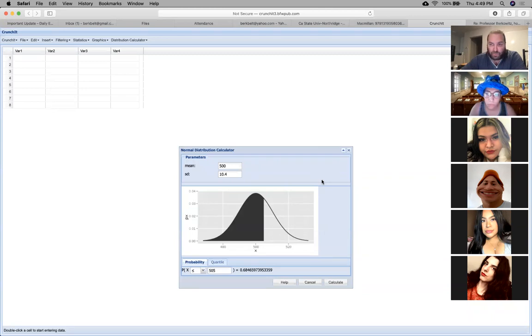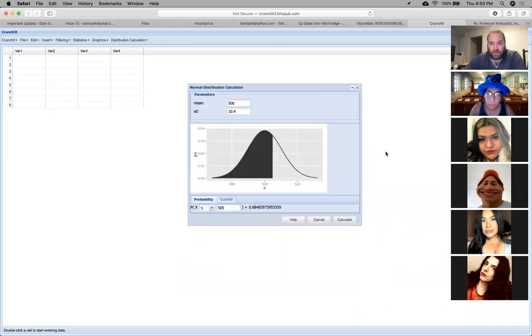Is that my answer, or is there more work? We do greater than the, what was it, 495? Well, if we do greater than 495, that's going to be shading this way, right? From 495 that way, correct? It'll be less than or equal to 495. Yeah, we want less than 495.